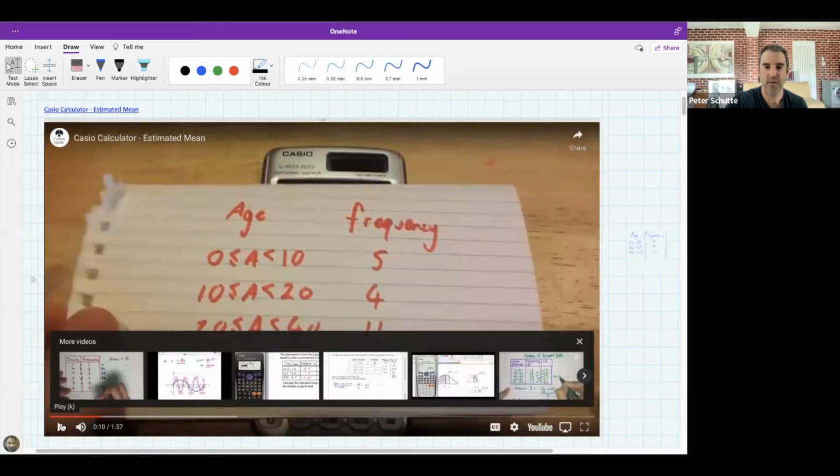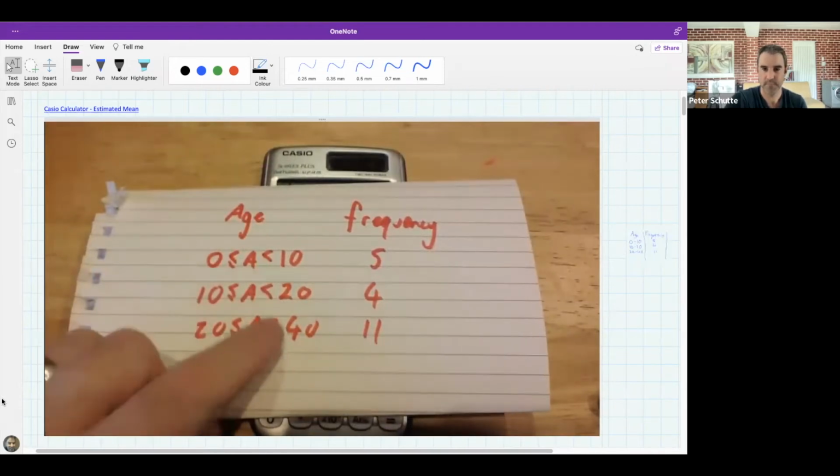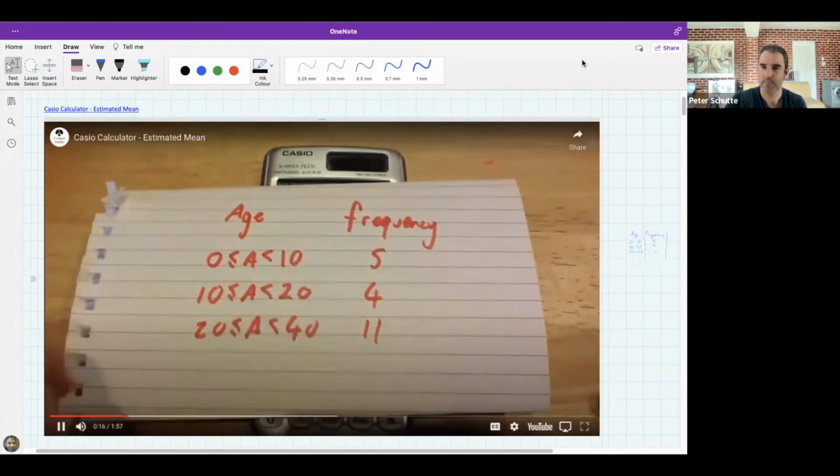So in this video, he's just using that data set as an example, and we can probably use it as well through this part of the lesson. But there'll be time, I've got it written down on the side. Age 0 to 10, 10 to 20, and 20 to 40. We've got the frequencies 5, 4, and 11.